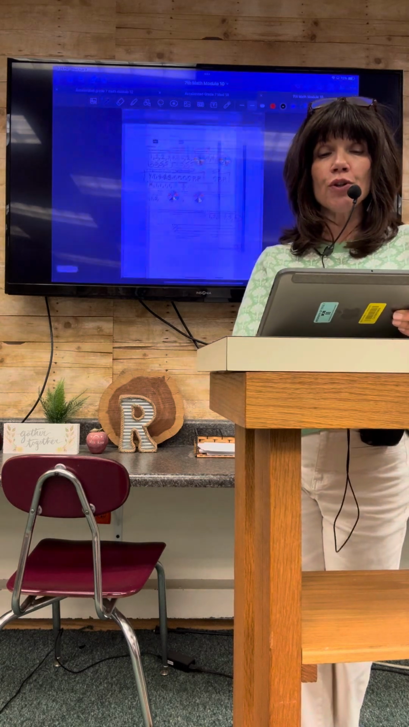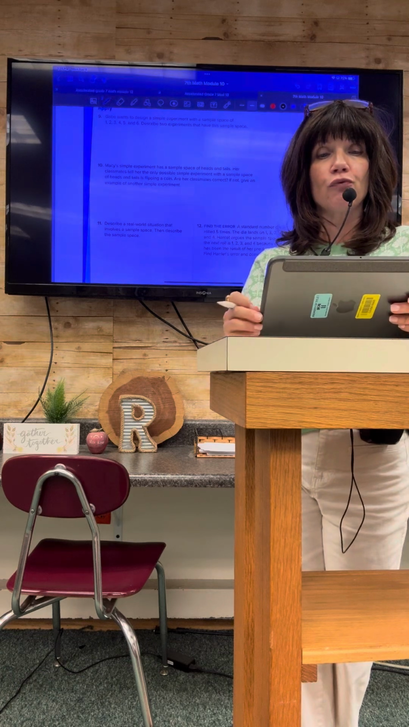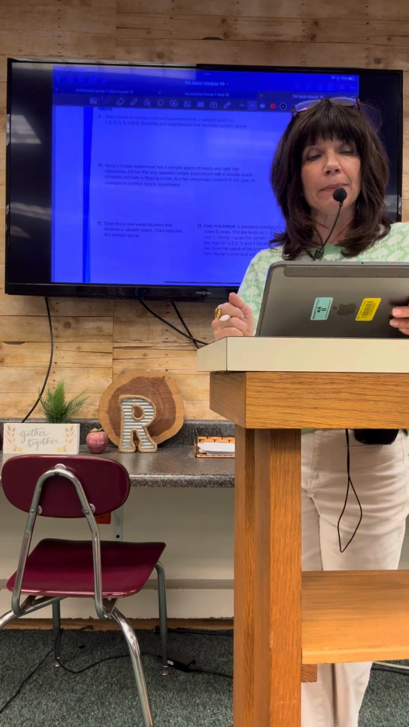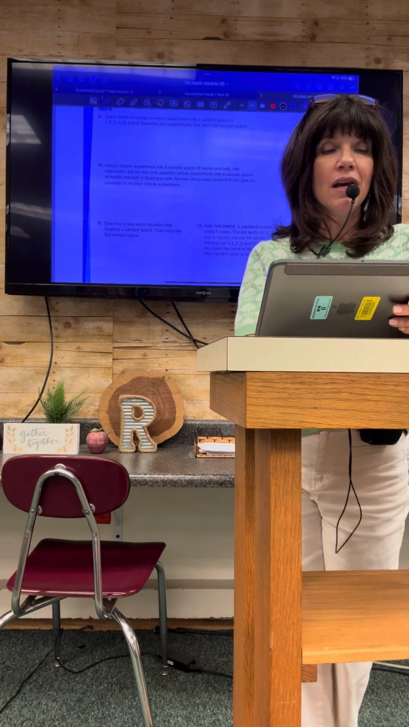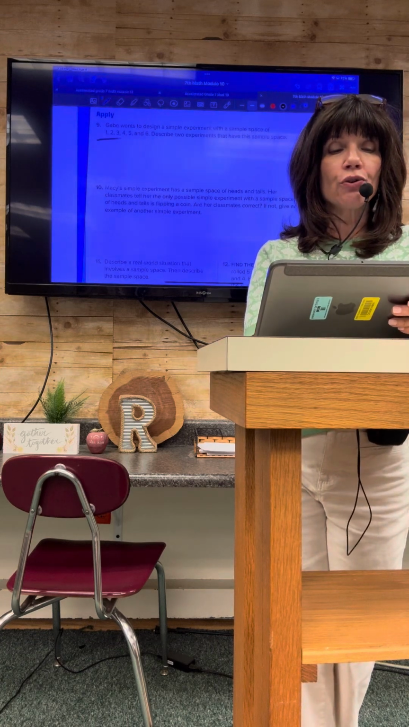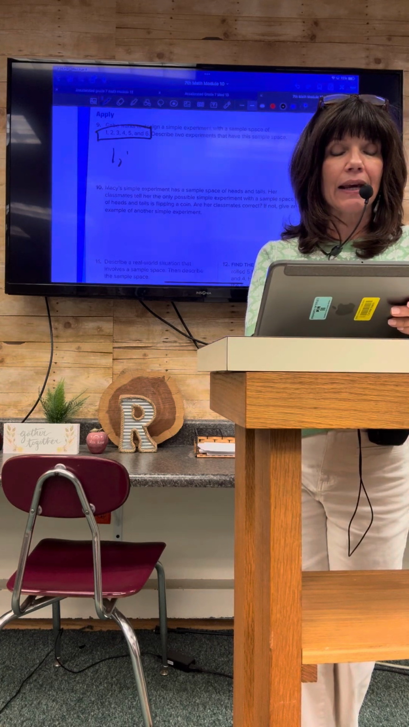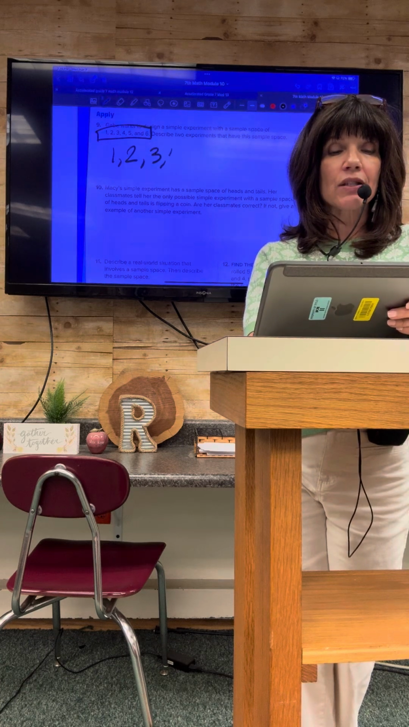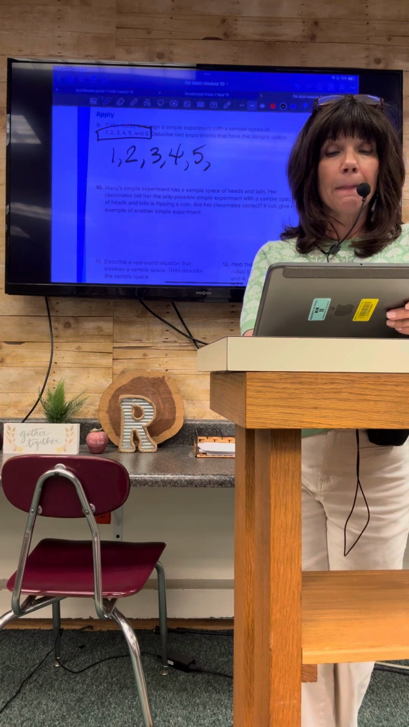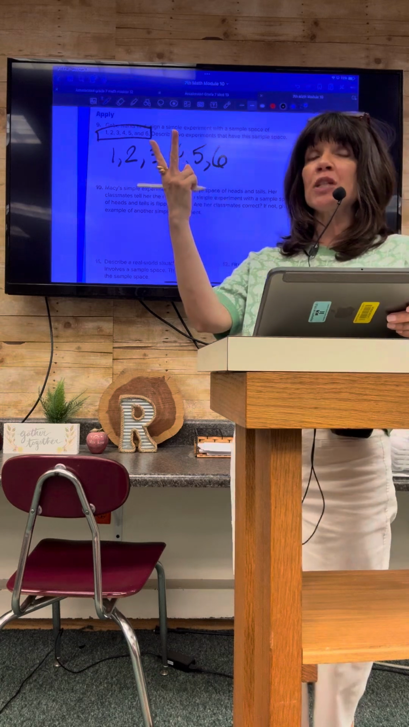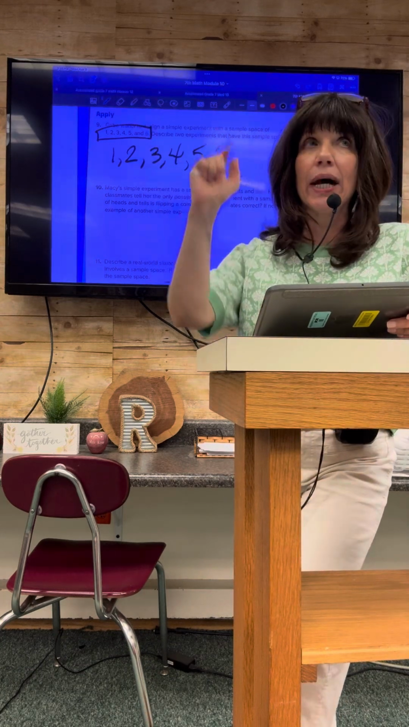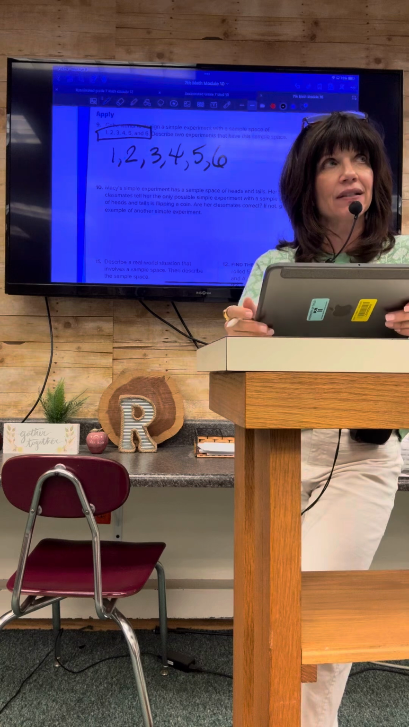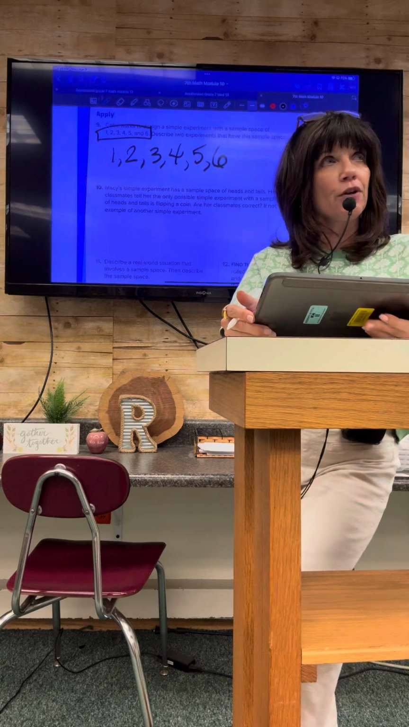All right, let's turn the page to see if there's an item we might need to chat about just for a moment. Let's look at number 9. Gabe wants to design a simple experiment with a sample space of 1, 2, 3, 4, 5, and 6. So his sample space would look like this. Describe 2 experiments that have this sample space. Raise your hand if you know one experiment that would have this sample space.